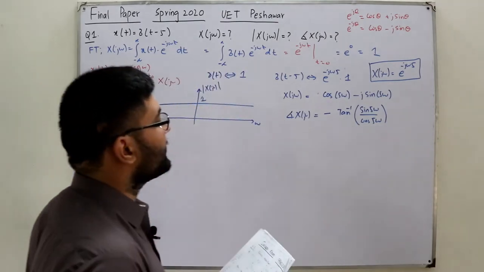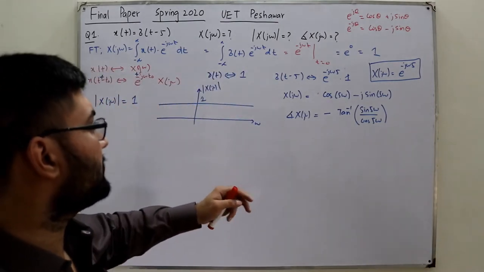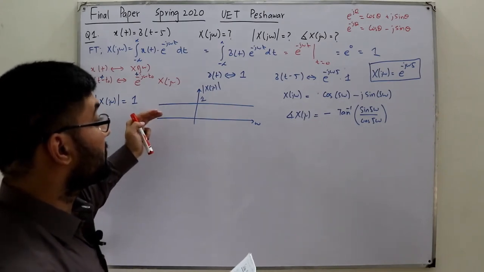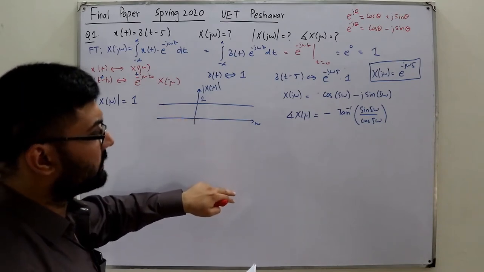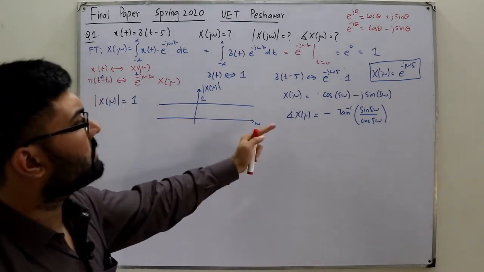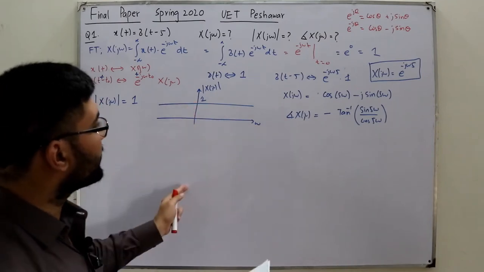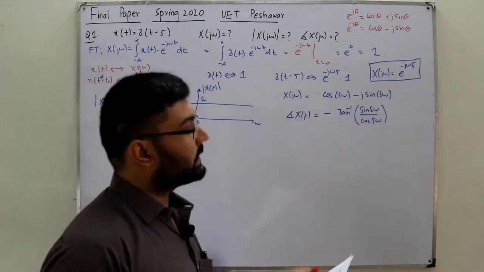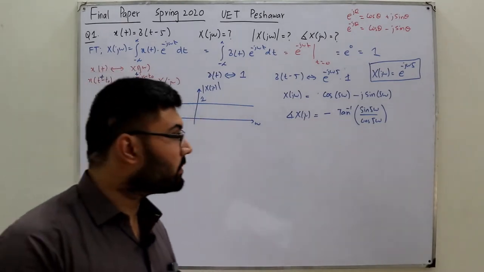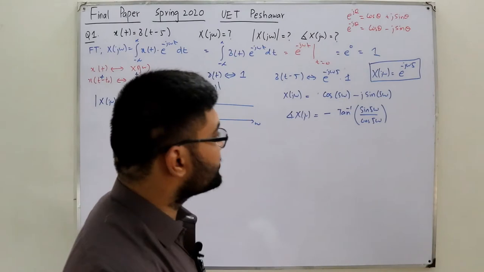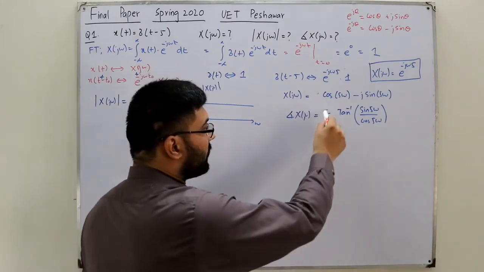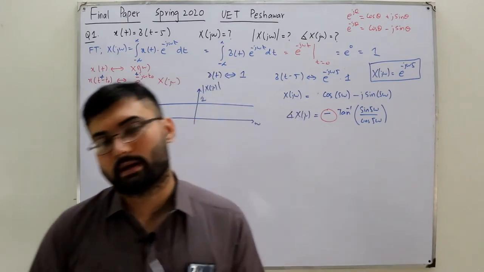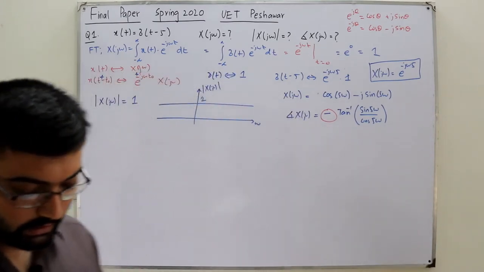Now I don't know what this negative sign suggests. Maybe it suggests that cos is positive and sine is negative. So this is maybe the fourth quadrant. When cos is positive and sine is negative, yes, this is the fourth quadrant. So maybe for that we have this negative sign. But anyways, you confirm it please from your mathematics teacher. Or if you know the answer to this, why this negative sign, please let me know in the comment section. But this I know, that there is a negative sign over here.